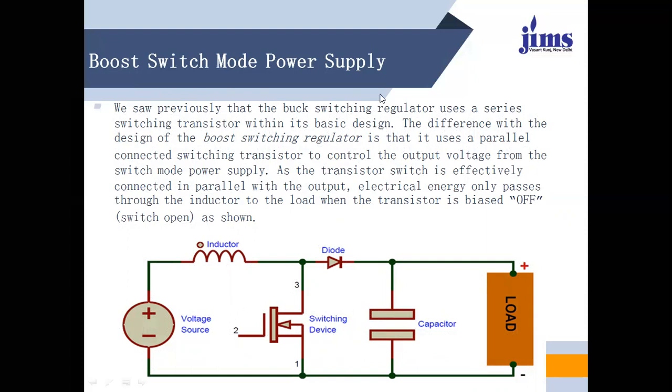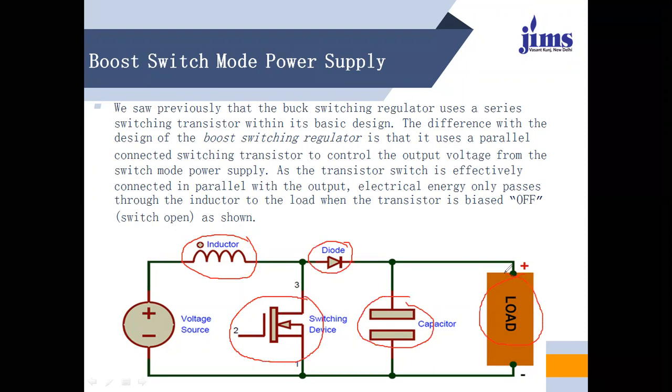Over here we find a slight variation when we compare it with the previous circuit. There is an inductor, a switch, a diode and a capacitor. The load is a resistive load, the same kind as before. So when we compare with the previous lecture, we find that the positions of these three components are different.